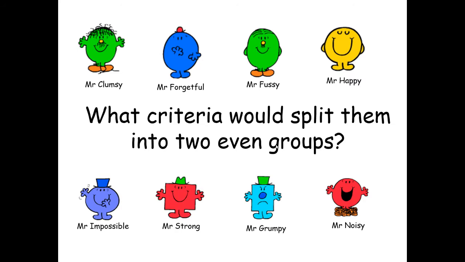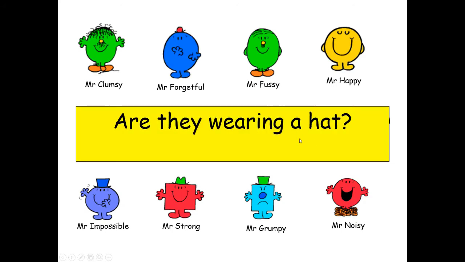So think about what is it that some of these, maybe half if you're lucky, of these Mr. Men have or do and that half don't. Okay, so you might have thought, are they wearing a hat? Because Mr. Forgetful is, Mr. Impossible is, Mr. Strong is, Mr. Grumpy is, Mr. Nosy's, Happy, Fussy, and Clumsy are not.